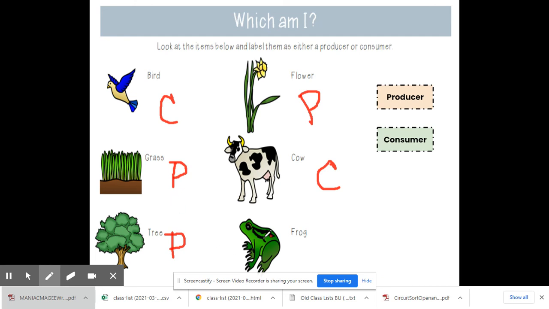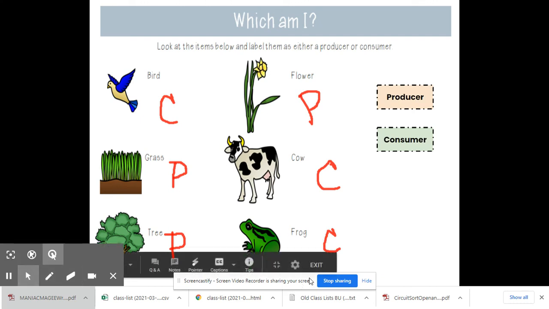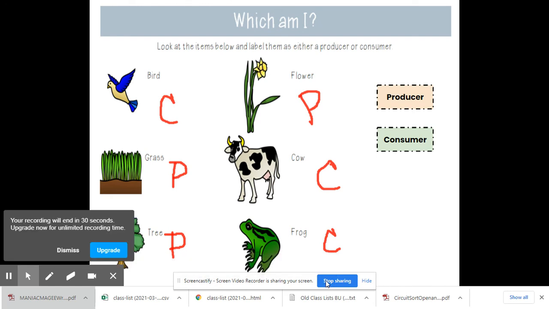And a frog. It's green, but just because it's green doesn't mean it makes its own food. Does it make its own food through photosynthesis or does it consume other organisms? Drag, it is a consumer over there. It is a consumer.